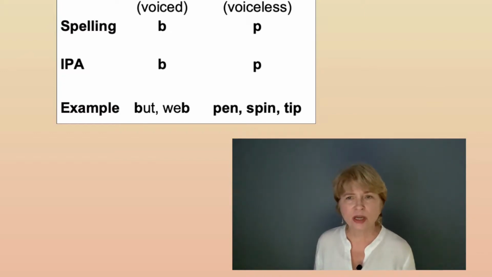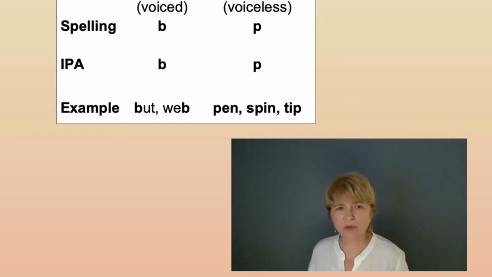To make these two sounds, you need to do the same thing with your mouth for each one, which is putting your top lip and your bottom lip together and release some air with your mouth, like this. B, B, and P, P. Did you notice that your mouth did the same thing to make these two sounds? The only difference is with B, you use your voice, and with P, you didn't.